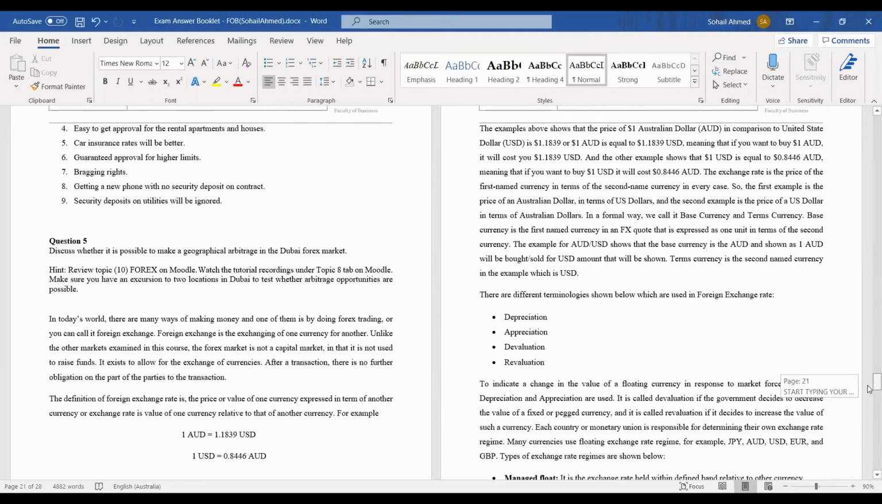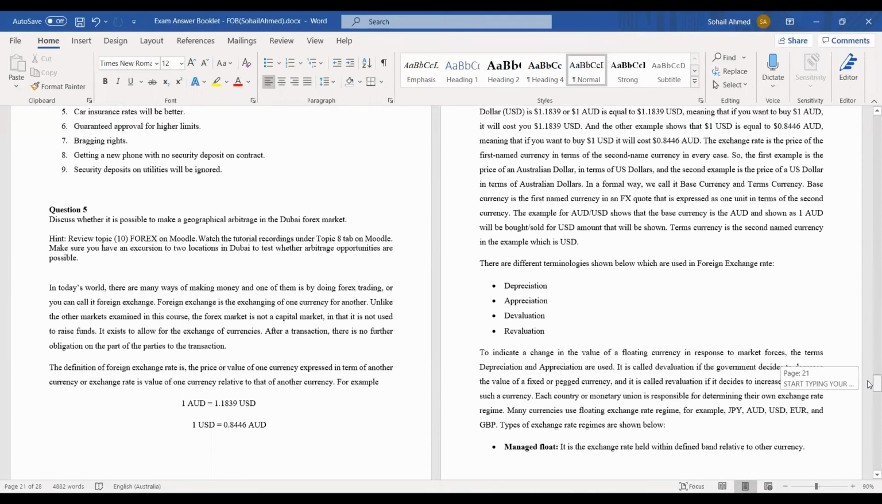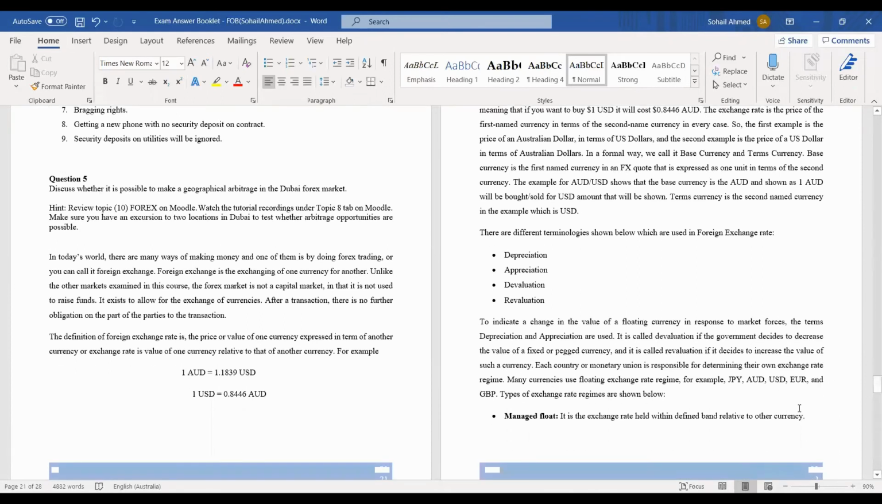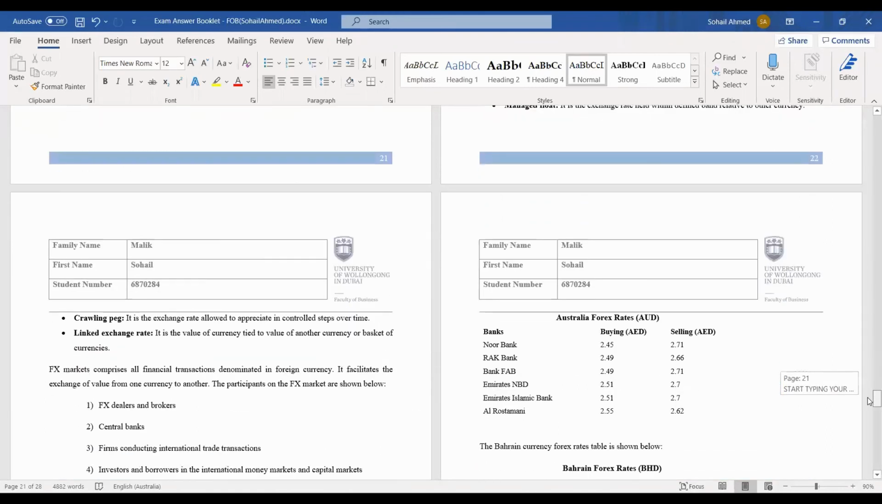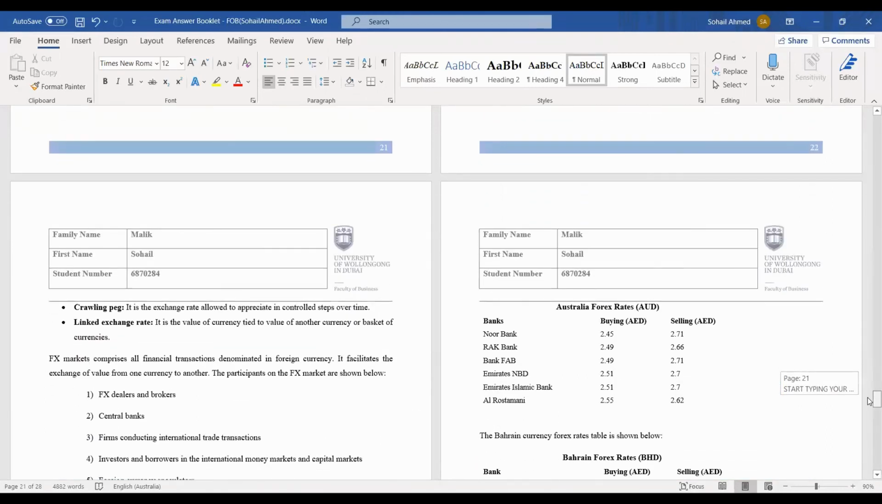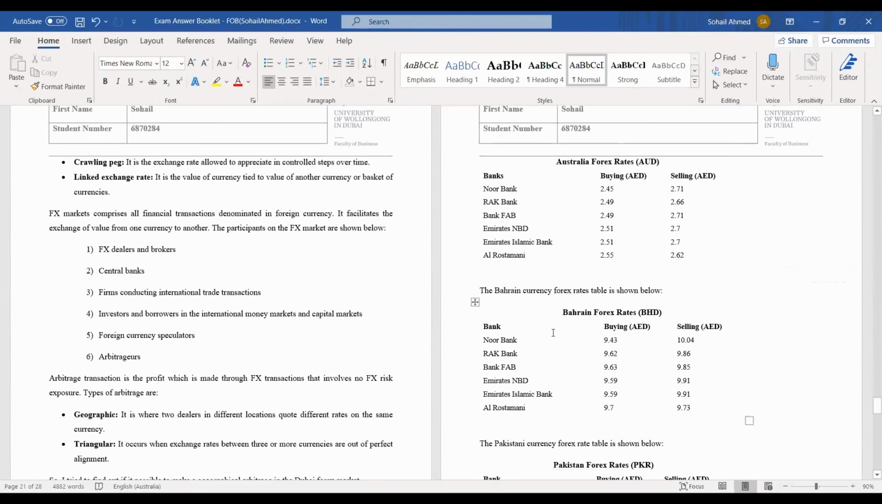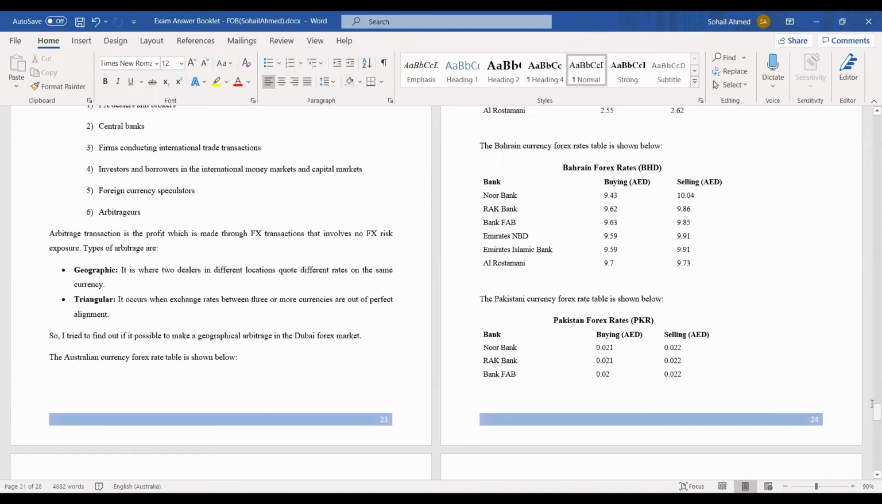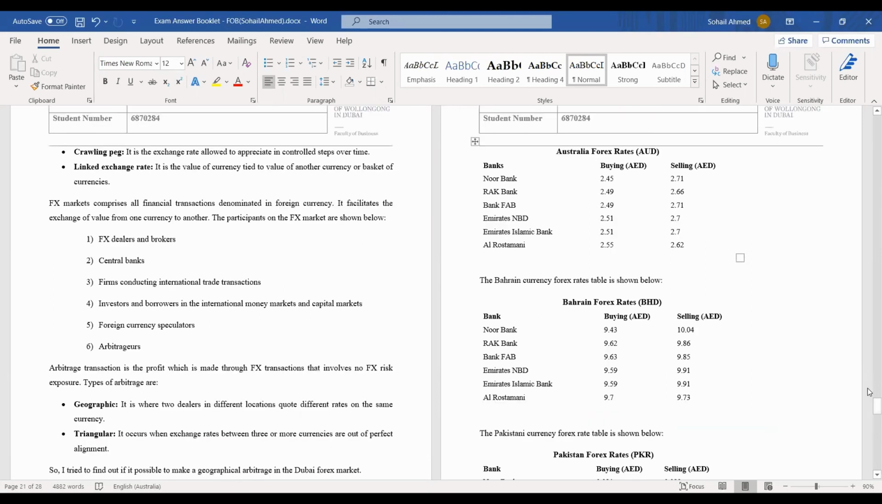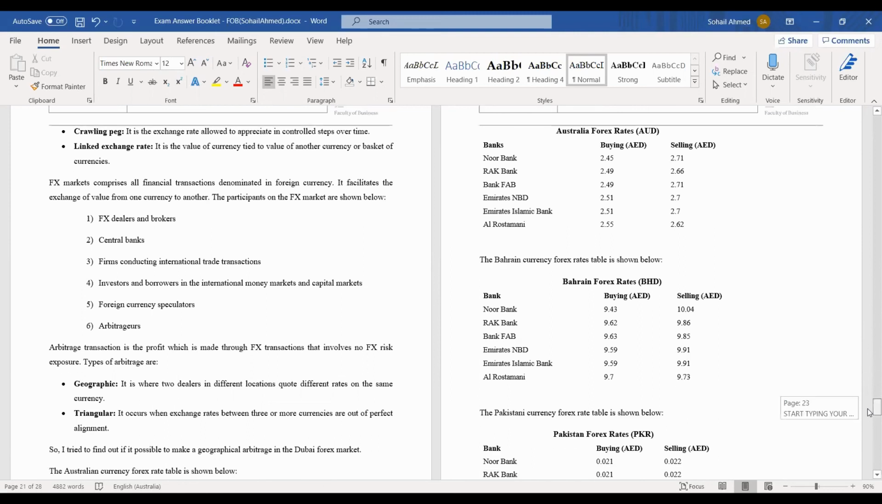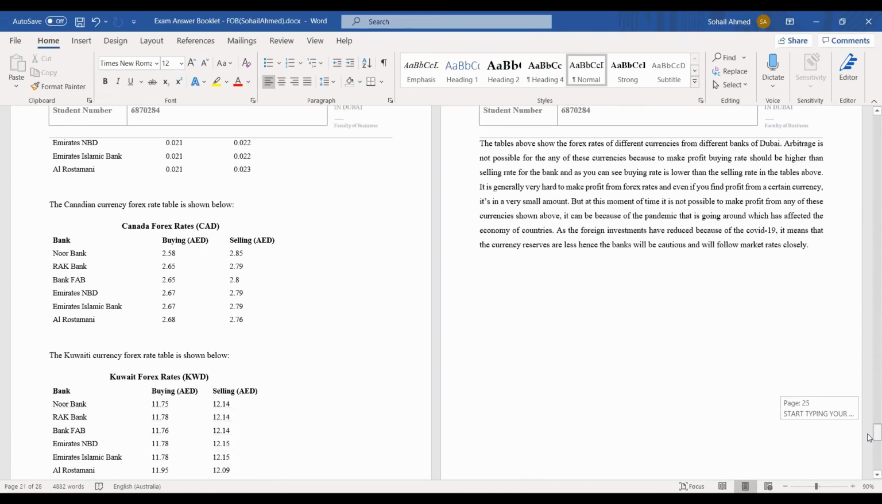And there are different terminologies used in foreign exchange rate: depreciation, appreciation, devaluation, revaluation. And there are three types of exchange rate regimes. Number one is managed float, crawling peg, and the third one is linked exchange rate. And these are the participants involved in the FX market. And there are two types of arbitrage: one is geographic and the other one is triangular. And now we have the forex rate table for 5 countries, which are Australia, Bahrain, Pakistan, Canada, and Kuwait.